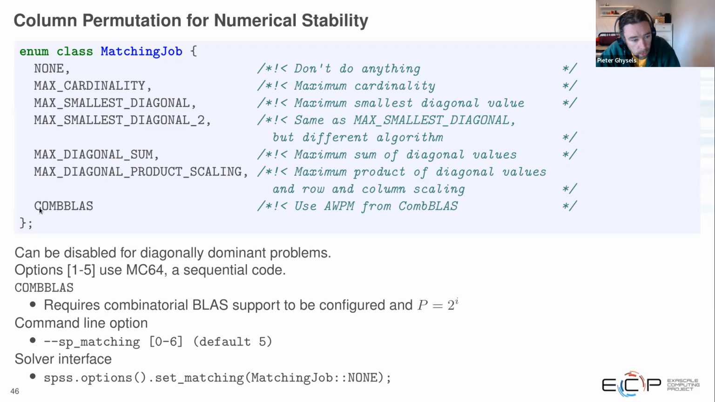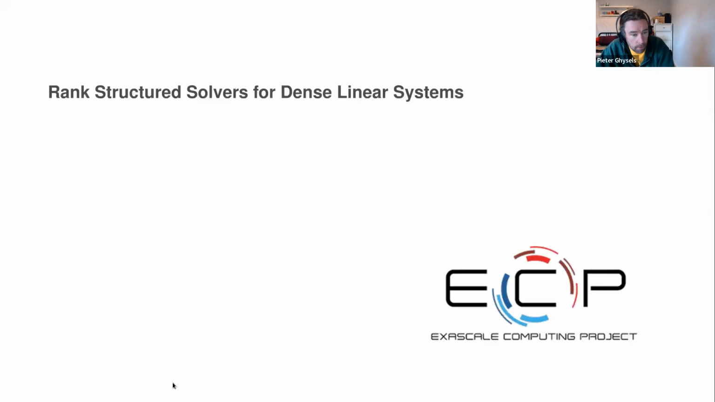And then there's also support for Combinatorial BLAS, because this MC64 code is only sequential, so that also needs to gather the entire matrix to the root and then call MC64. MC64 is typically quite fast, but this could become a memory bottleneck for large problems. So in that case, you can use the Combinatorial BLAS. But that only works for now for powers of 2 processors. And you can also specify this with the API.